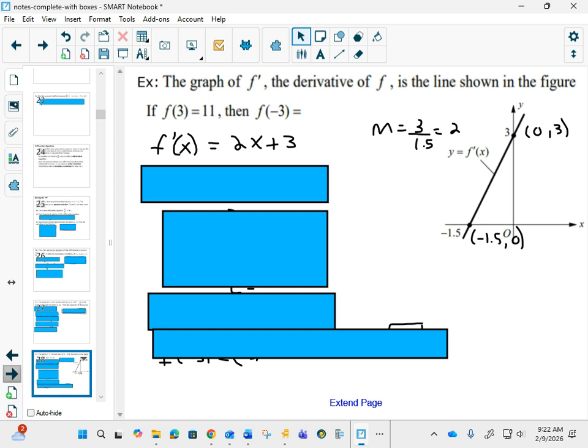So looking at that graph, can you see that you could figure out its slope by doing rise over run? And we already know the y-intercept is at 0, 3. So we could use that to write the equation y equals mx plus b. Slope is 2, y-intercept is 3. And once we have the equation, then we can integrate to work backwards.